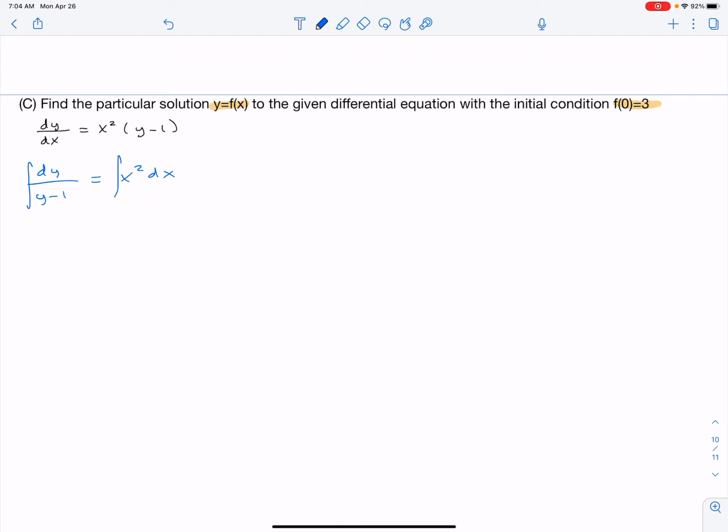For the left-hand side, again, you can usually use substitution. You can look at it and know it's going to be a natural log. So the left-hand side becomes the natural log of the absolute value of y minus 1, and that's going to be equal to 1/3 x cubed plus c.